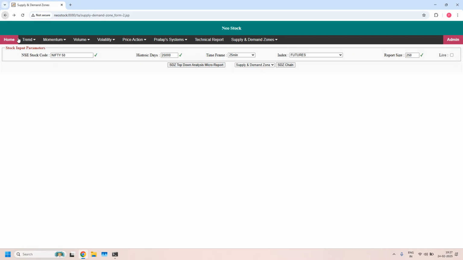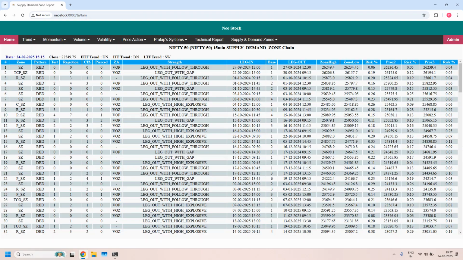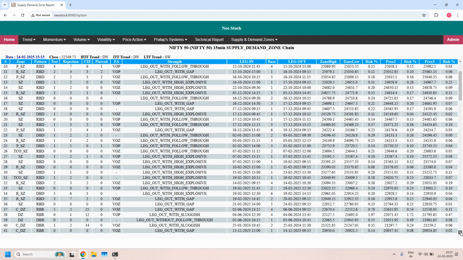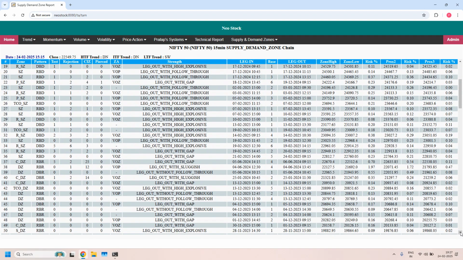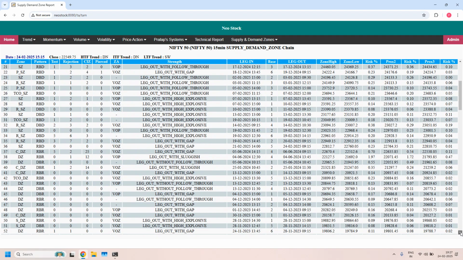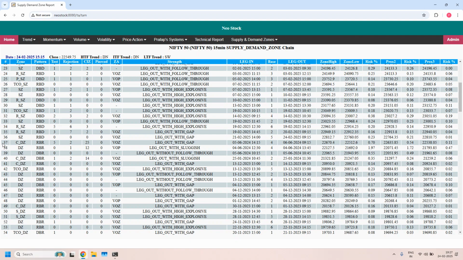Okay, next, 15 minutes supply demand zone chain for NIFTY. All these are supply zones. Let me scroll the list down. And 37 is the nearest demand zone to the current closing price, the 15 minutes demand zone.